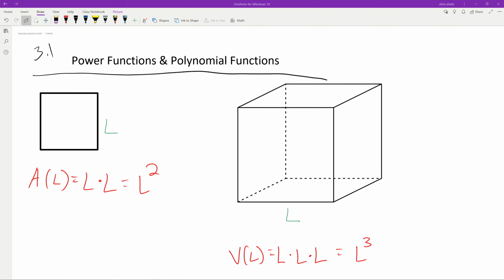Today we're going to talk about section 3.1. This is on power functions and polynomial functions. So let's hop right into it.